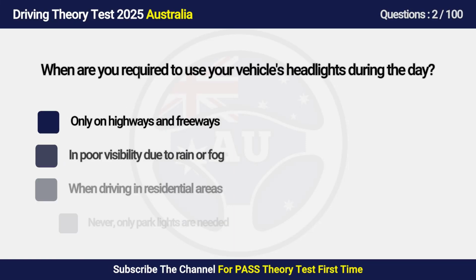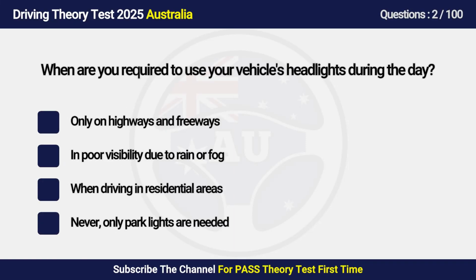Question 2. When are you required to use your vehicle's headlights during the day? A. Only on highways and freeways. B. In poor visibility due to rain or fog. C. When driving in residential areas. D. Never. Only park lights are needed.